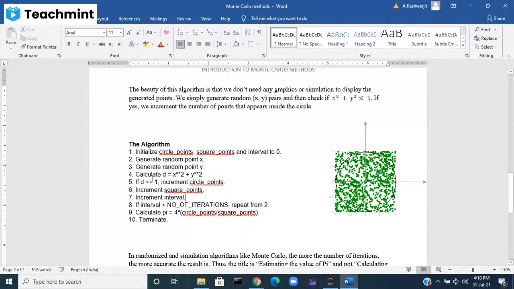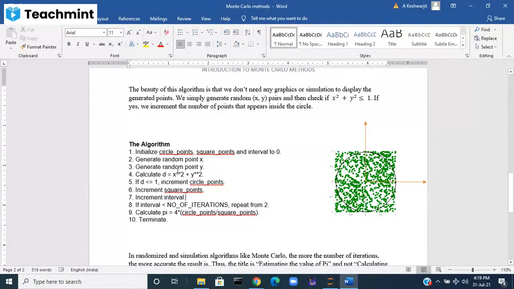Then we calculate d equal to x square plus y square. X square plus y square is the square of the distance of the point from the origin. And if this d is less than or equal to 1, the point lies inside the circle. What is d? D is actually x square plus y square.